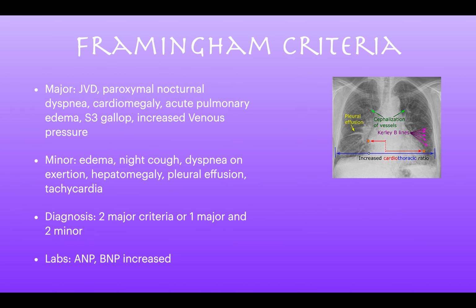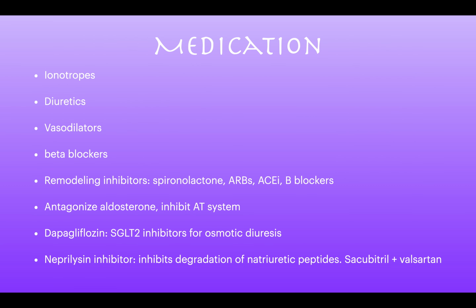The Framingham criteria: the major criteria are jugular venous distension, paroxysmal nocturnal dyspnea, cardiomegaly, acute pulmonary edema, S3 gallop, and increased venous pressure. The minor criteria are edema, night cough, dyspnea on exertion, pleural effusion, and tachycardia. Well, pleural effusion is rare, tachycardia is pretty common. For a diagnosis, you need 2 major criteria or 1 major and 2 minor. Labs, ANP and BNP are going to be increased.